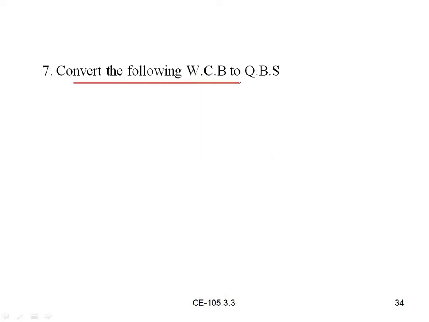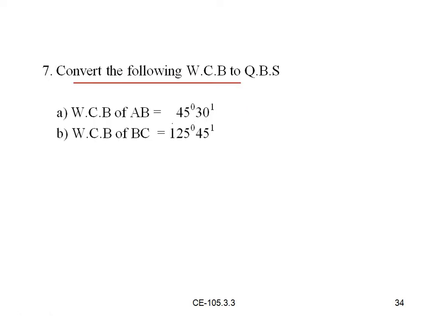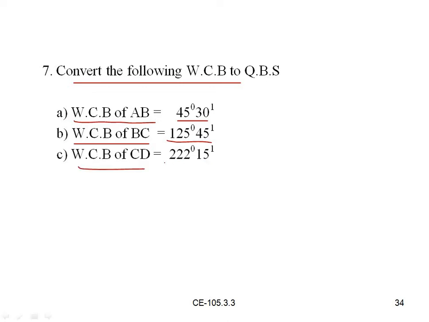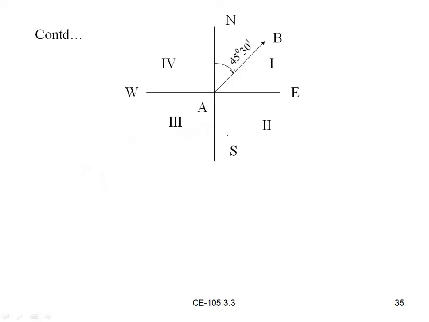So next, again convert the whole circle bearing to quadrantal bearing system. So here now another process is changed. Whole circle bearing of AB is equal to 45 degrees 30 minutes. Whole circle bearing of BC is equal to 125 degrees 45 minutes. Whole circle bearing of CD is equal to 322 degrees 15 minutes. And whole circle bearing of DE is equal to 320 degrees 30 minutes. So now let us see here, 45 degrees 30 minutes, it is in the first quadrant.